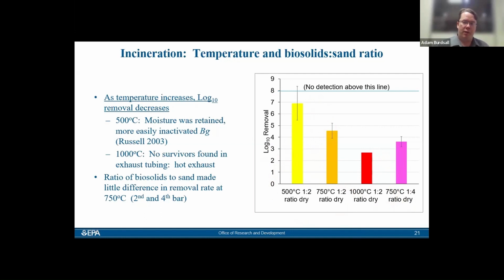The 1,000 degree experiment had lots of survivors, all of them in the impinger, but nothing in the exhaust tubing, which we estimate was because as the system was cooling off, it was still subjecting all of the organisms in the tubing to hot air.